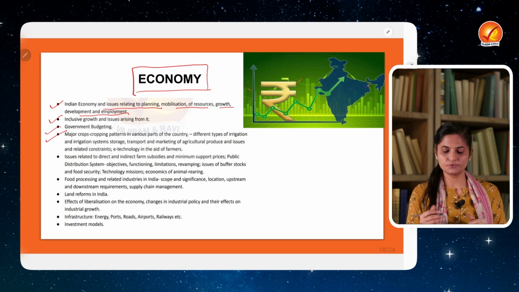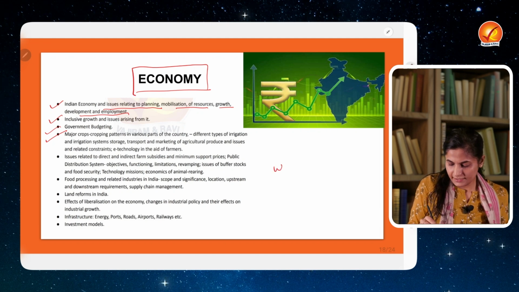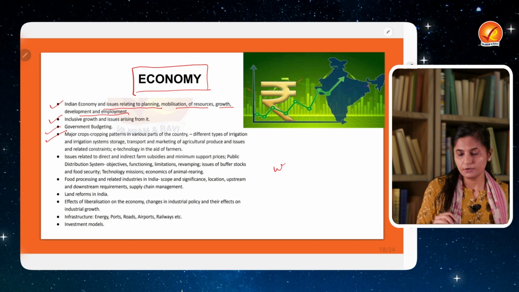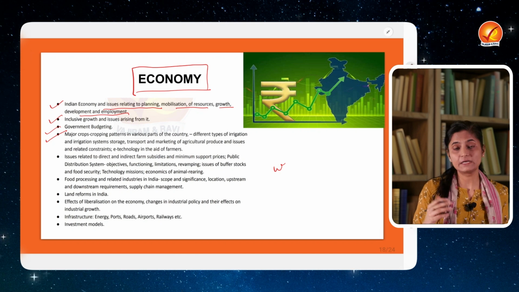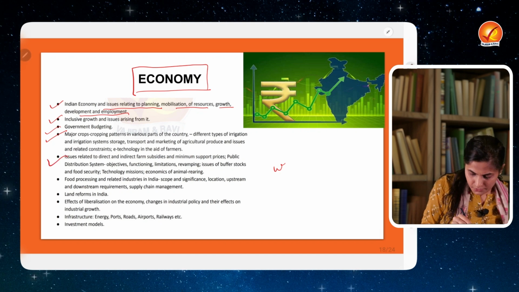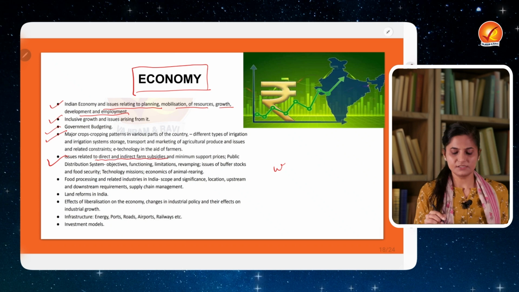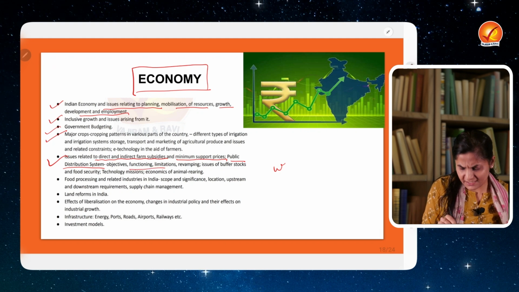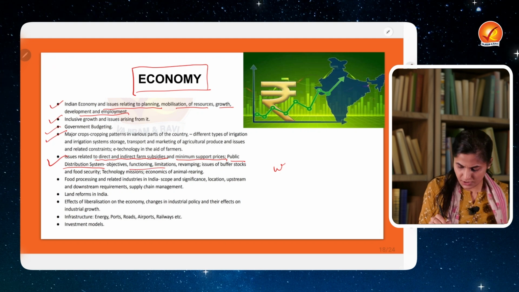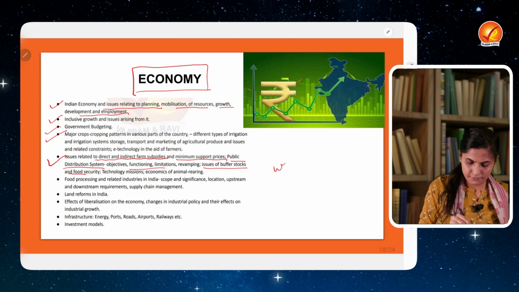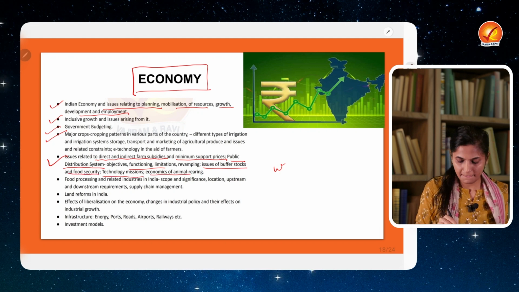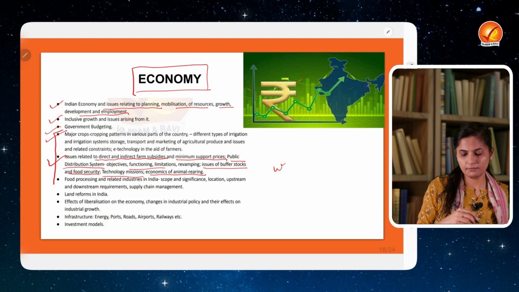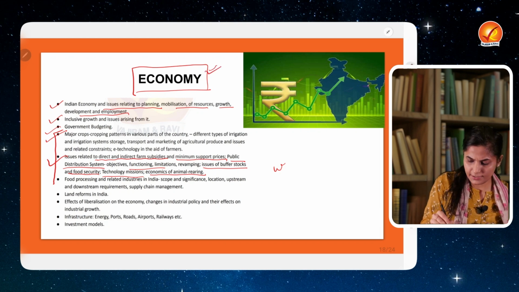That is because agriculture comes under the primary sector of India's economy. You also have the secondary sector, industries, and the service sector as well. So again, direct and indirect farm subsidies, minimum support prices, public distribution system (PDS), its objectives, functioning, limitations, challenges and issues, then the issue of buffer stocks, food security, technology missions and economics of animal rearing. This again comes under the agriculture part, but overall it is included under economics.